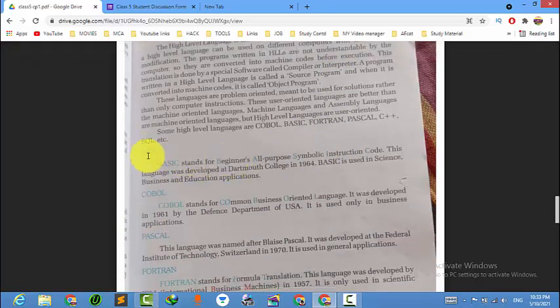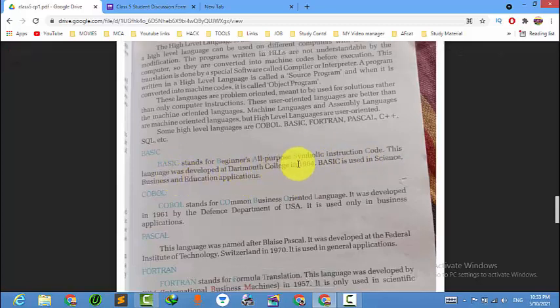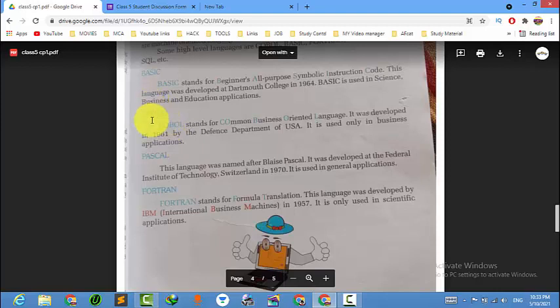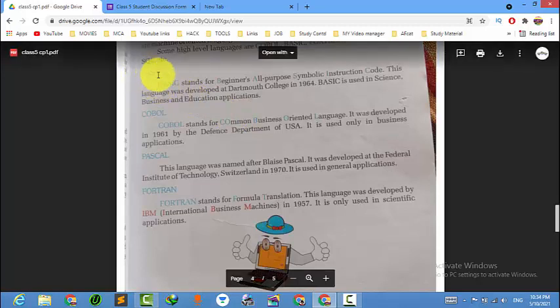You will have this type of language maybe in class 7. BASIC stands for Beginner's All-purpose Symbolic Instruction Code. It was developed by Dartmouth College in 1964. COBOL is another type of language. COBOL stands for Common Business Oriented Language. This is the first language formed for computer systems. This is the second, this is third, this is fourth.